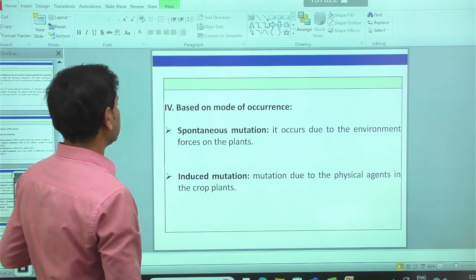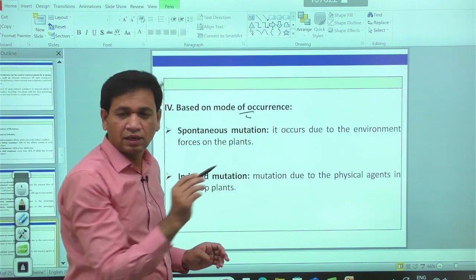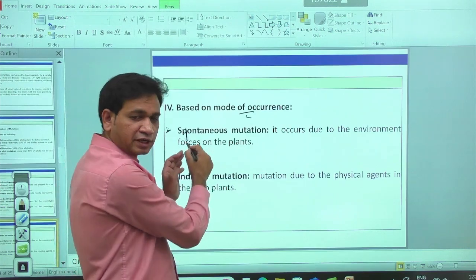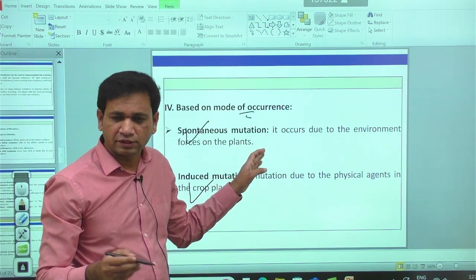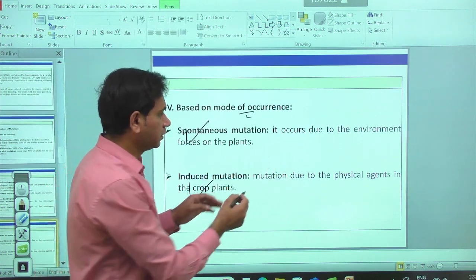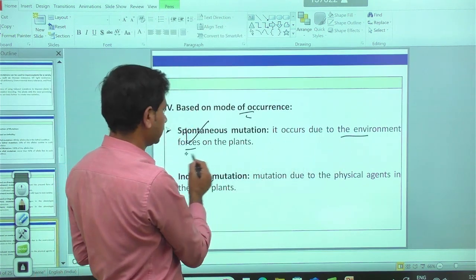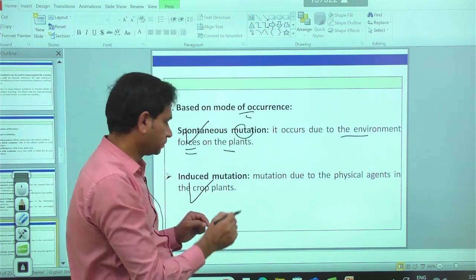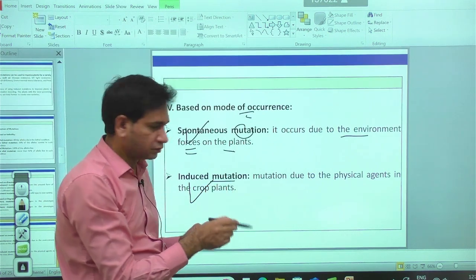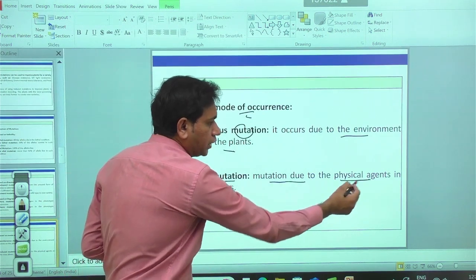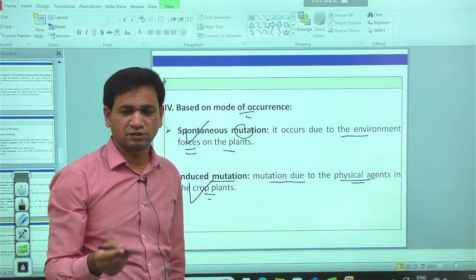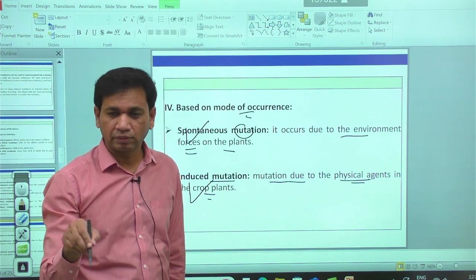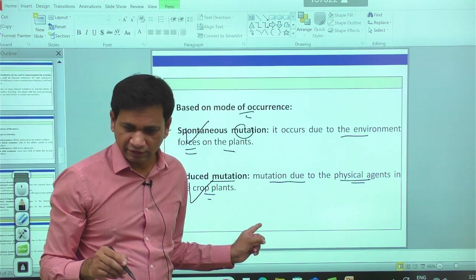Then based on the mode of occurrence, one is the spontaneous mutation, another is the induced mutation. Spontaneous means it occurs due to natural forces, due to environmental forces, and plant mutation can be possible. Another is the induced mutation, which is due to the use of physical agents. Physical agents means some are radiation, some are chemicals used in the laboratory to make mutant varieties.